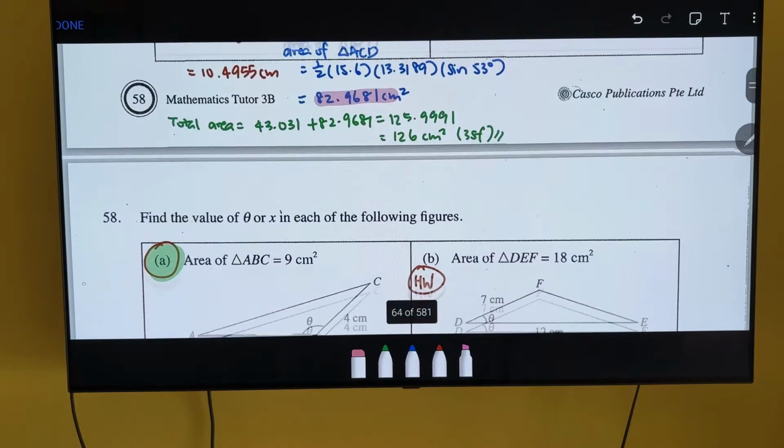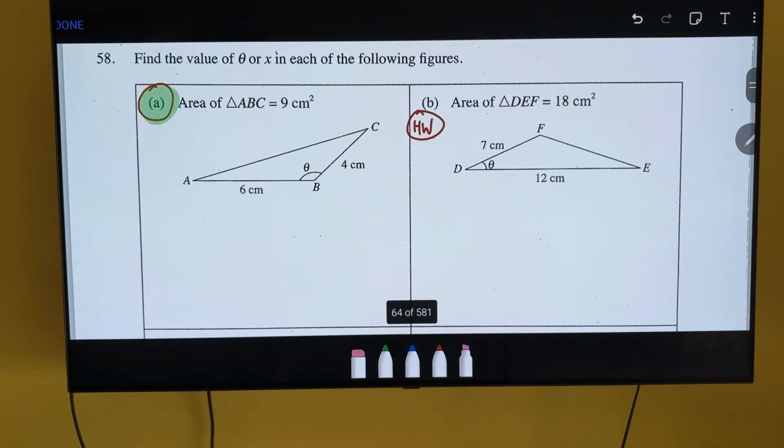I'm moving on. For the next page, here we are asked to find the value of theta or x in each of the following figures. Now, again, I see the area given.